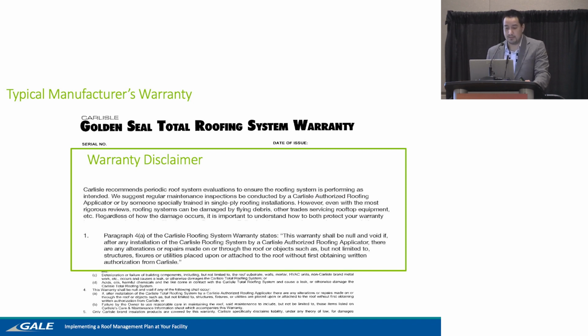Paragraph 4A of Carlisle Roofing System warranty states, this warranty shall be null and void after any installation of a Carlisle roofing system by a Carlisle authorized roofing applicator. There are any alterations or repairs made on or through the roof or objects such as, but not limited to, structures, fixtures, utilities placed or attached to the roof, right? So all those things are going to void the warranty. So what's the point? That warranty is only as good as that piece of paper it's written on. It should be a last resort.